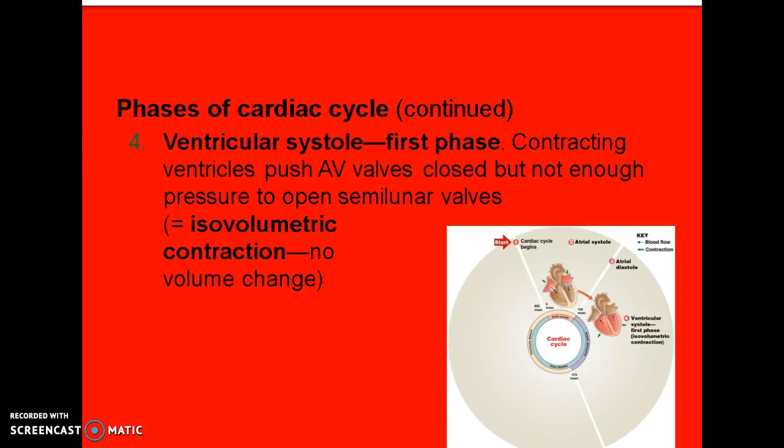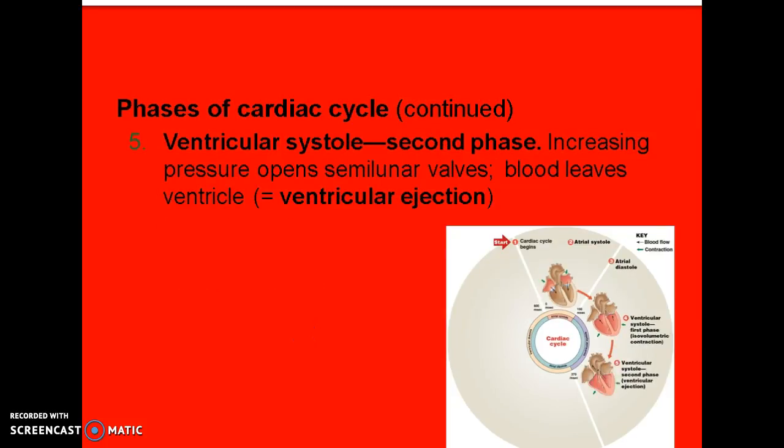The next step is ventricular systole. The contracting ventricles push the AV valves closed, but this is not enough to open the semilunar valves. This is called isovolumetric contraction. There's no volume change. So the AV valves are closed, but the semilunar valves are not open. Then the second phase of ventricular systole, there's enough pressure to open the semilunar valves and blood leaves the ventricles.